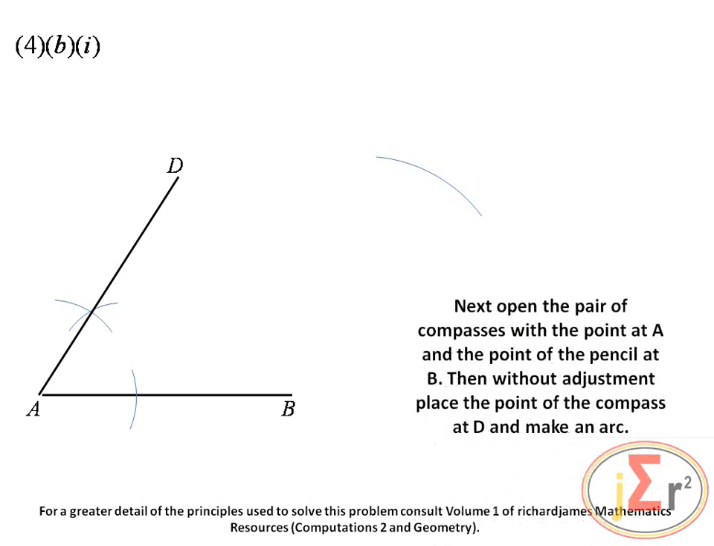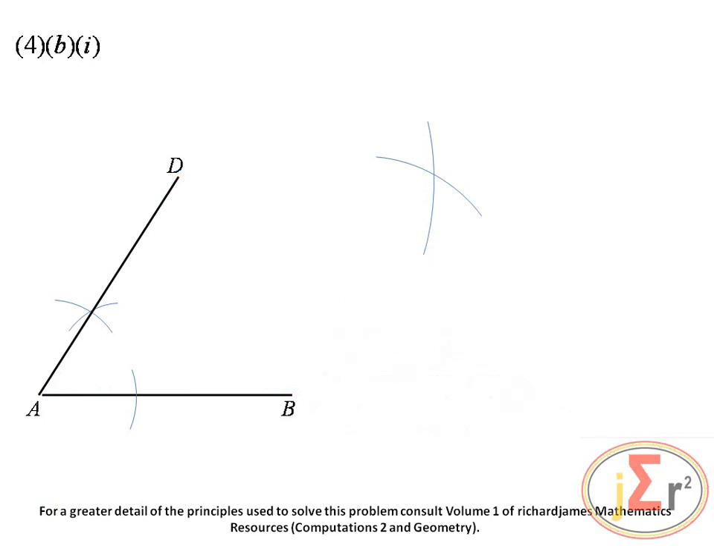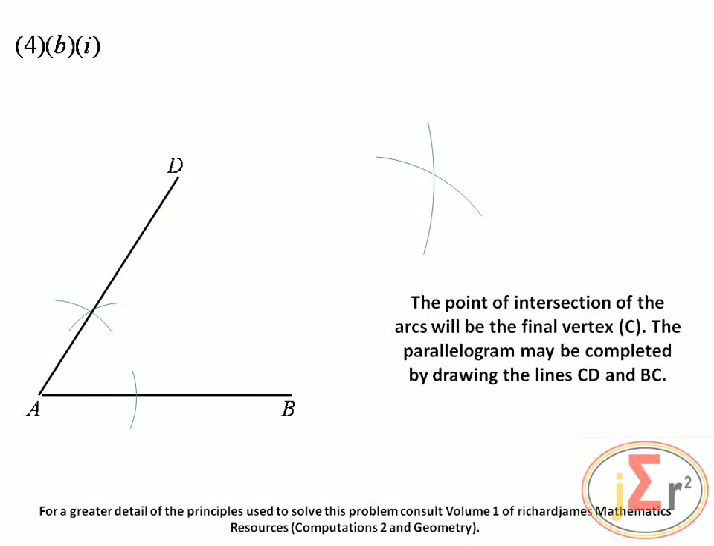Next, open the pair of compasses with the point at A and the point of the pencil at B. Then, without adjustment, place the point of the compass at D and make an arc. Open from A to B, put the point of the compass at D, then make an arc without adjusting the pair of compasses, right? And that is going to be our point C. The point of the intersection of the arcs will be the final vertex C.